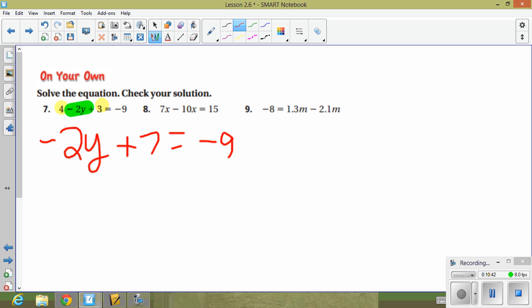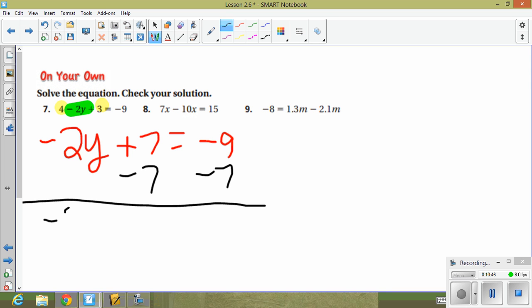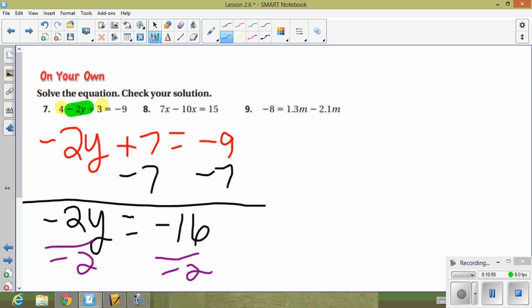I'm going to subtract 7 from each side. Negative 2y is equal to negative 16. Okay, I divide both sides by negative 2 to undo multiplication. So y is equal to 8.